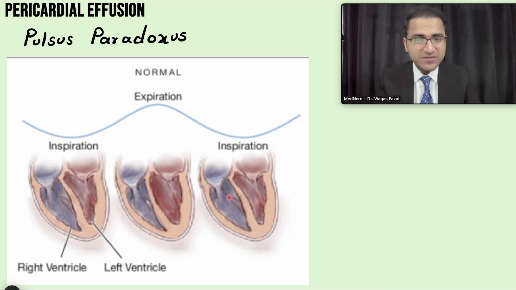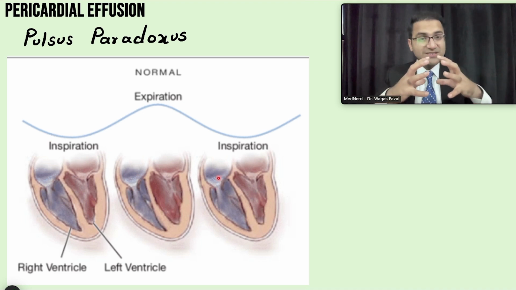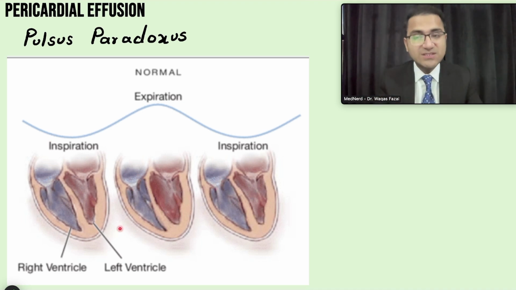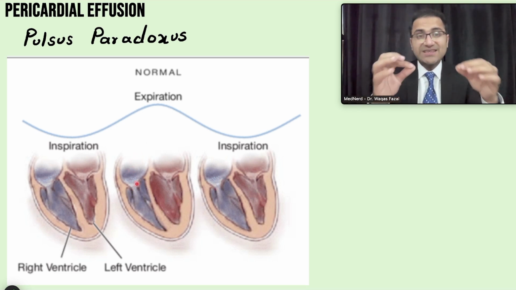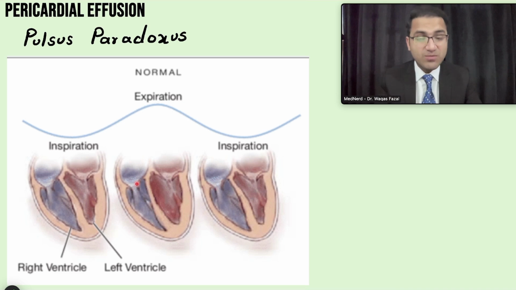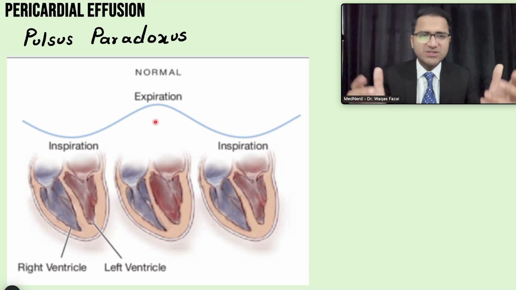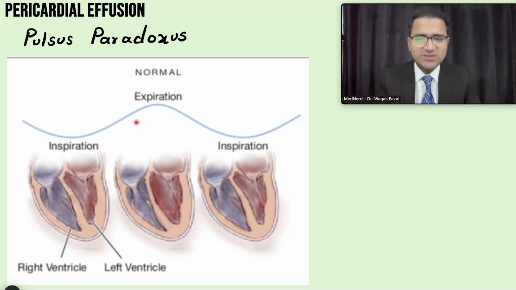In the inspiration phase, the right side of the heart would receive more blood because there is increased suction pressure. During the expiration phase, there will be compression of the right side of the heart because the right side has a thin wall, therefore, the right side is more prone to compression. So, the right side cannot fill up with the blood properly in the expiration phase. So, there is a slight increase in the blood filling during the inspiration phase as compared to the expiration. This is a normal change that occurs during the inspiration and expiration.